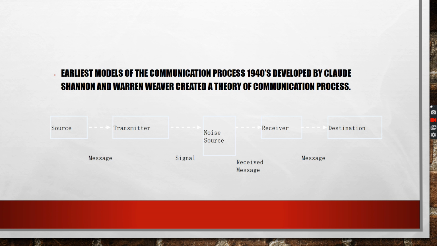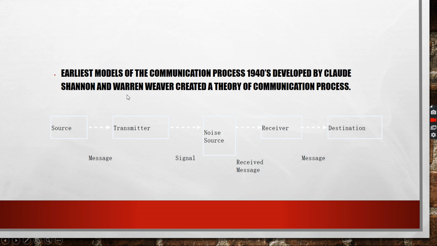Earliest model of communication process. Shannon and Weaver were very prominent in understanding the mass communication model through their theory. Remember that it was developed in the 1940s, where we don't have the internet, where you don't have interactive mass medium. So it starts at the source, then you have a message, then it goes to the transmitter, then there's a signal, it might be the medium, and then there's noise. Noise may be present here, here, here, and here as well.